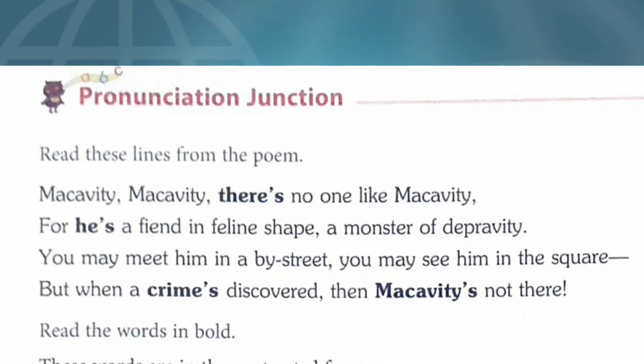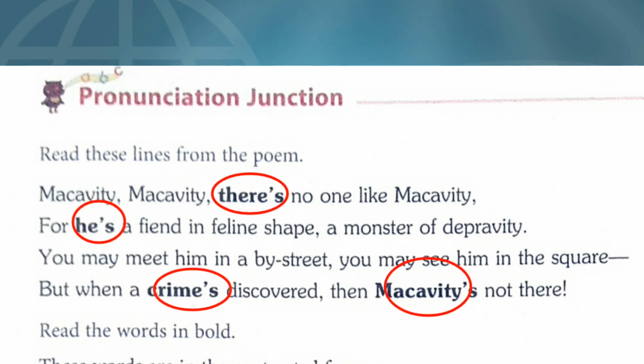Look at the given extract from the poem, especially the highlighted words. The word there is contracted into theirs, and he is into his, and crime is discovered. So, crime's discovered. Macavity is not there. Here, especially the letter i is contracted. That's why they have used the apostrophe over there.